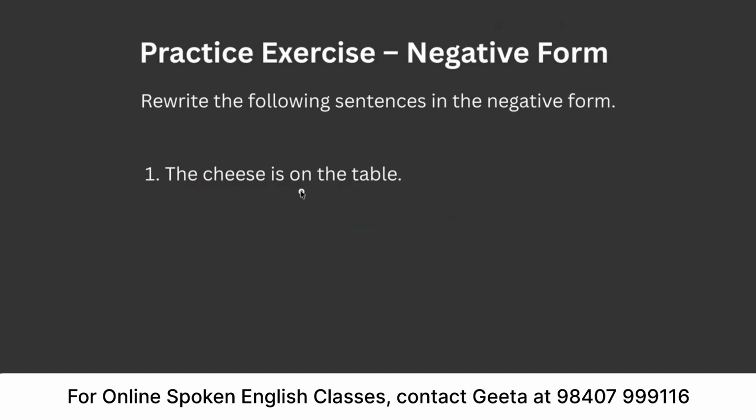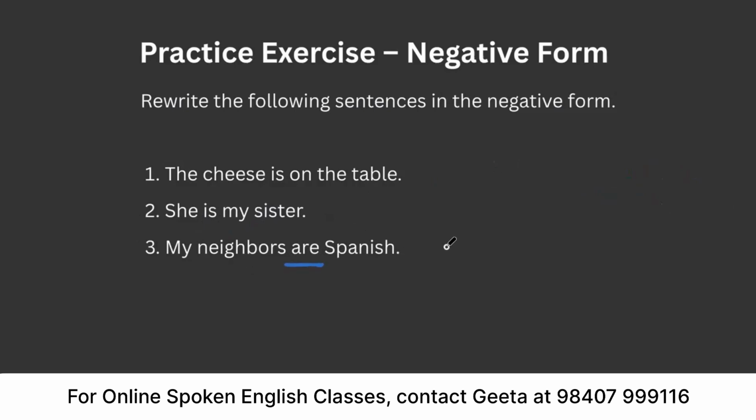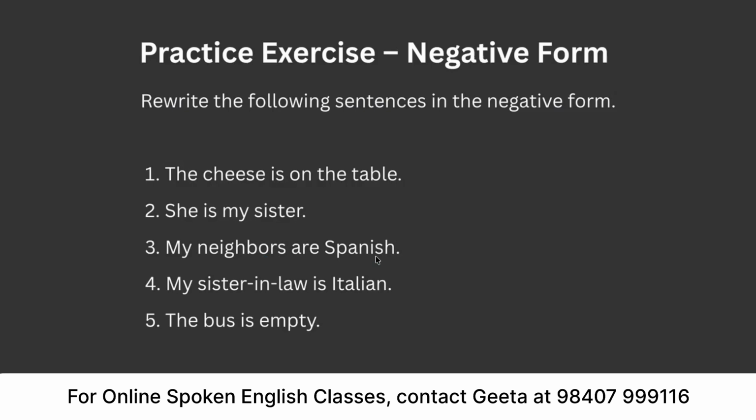The cheese is on the table. Let's make sure that we write the contracted form. The cheese isn't on the table. She is my sister. She isn't my sister. My neighbors are Spanish. My neighbors aren't Spanish. My sister-in-law is Italian. My sister-in-law isn't Italian. The bus is empty. The bus isn't empty.